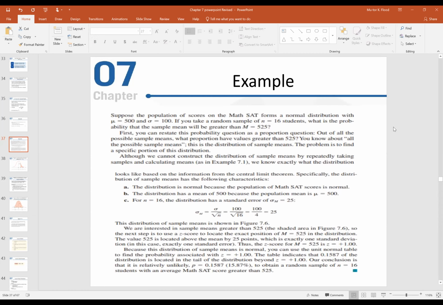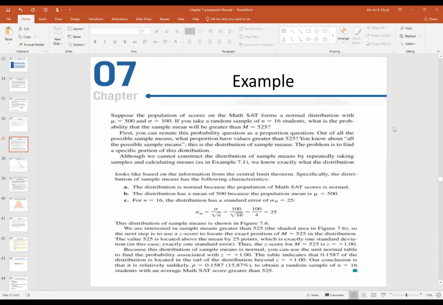Okay, so another example. Suppose the population of scores on the math SAT forms a normal distribution with a population mean of 500 and a standard deviation of 100. If you take a random sample of 16 students, what is the probability that the sample mean will be greater than 525?